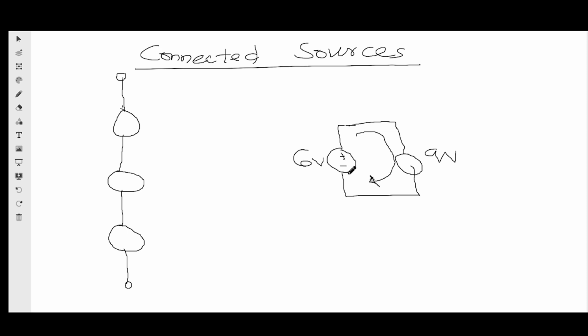So if this is plus minus and this is also plus minus, this doesn't make sense because you'll be having 9 minus 6, which is 3. It's not equal to 0. So that's why you only have voltage sources connected in series and current sources connected in parallel. In those two configurations, that's when they obey Kirchhoff's voltage law and Kirchhoff's current law.